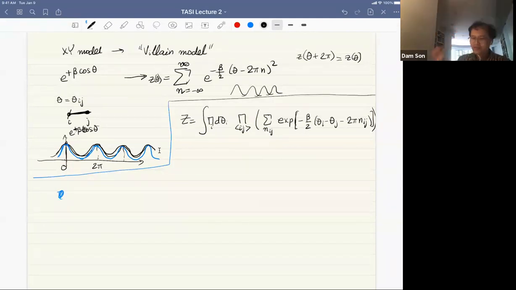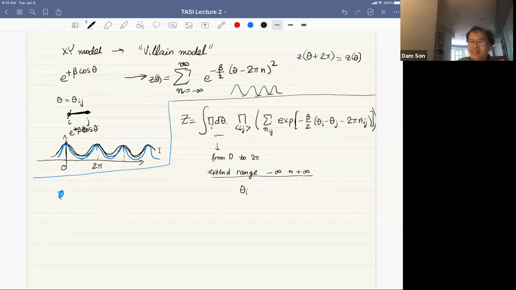Now I'm going to outline how we can perform a duality transformation on this model. First of all, this integral over theta originally goes from 0 to 2 pi, right? But I'm going to extend the range to minus infinity to plus infinity.